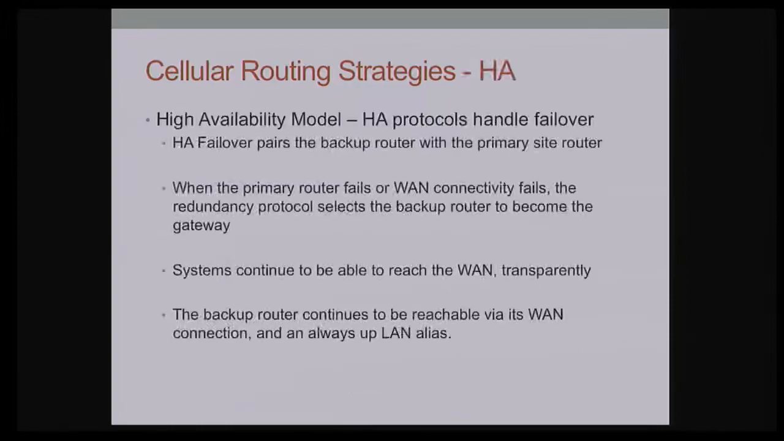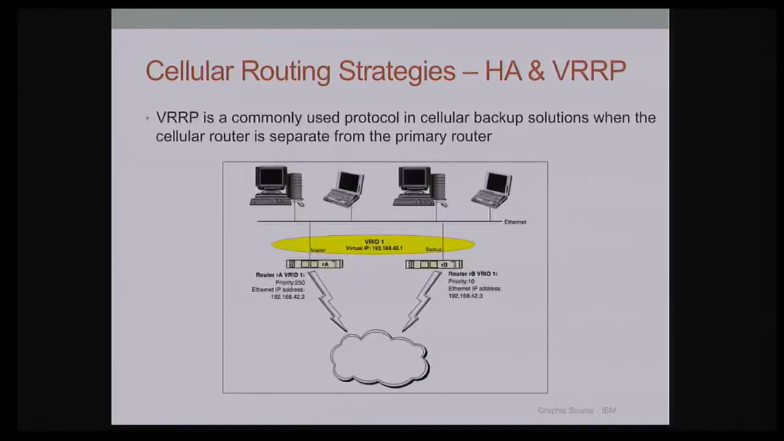In HA, there's a protocol handling the failover, and typically there's two physical devices. One's a primary, one's a backup. If the primary is the main router at the site, it's going out the WAN link, and if there's a failure with that, then the second cellular enabled device will kick in, and the end hosts don't know the difference. VRRP is a very commonly used routing technology in these scenarios.